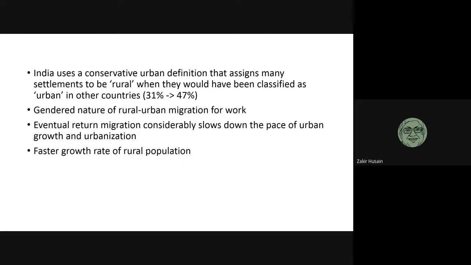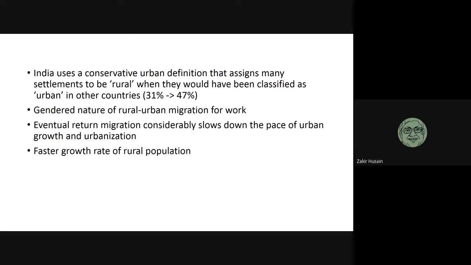Second is, as I've told you before, the gendered nature of rural to urban migration for work. Because of this, instead of the family migrating, it is only part of the family, only the male worker who is migrating. His entire family, his wife, his parents, children, they stay behind in rural areas. And thirdly, you also have return migration. After retirement, some of the migrant workers return back to the rural areas.